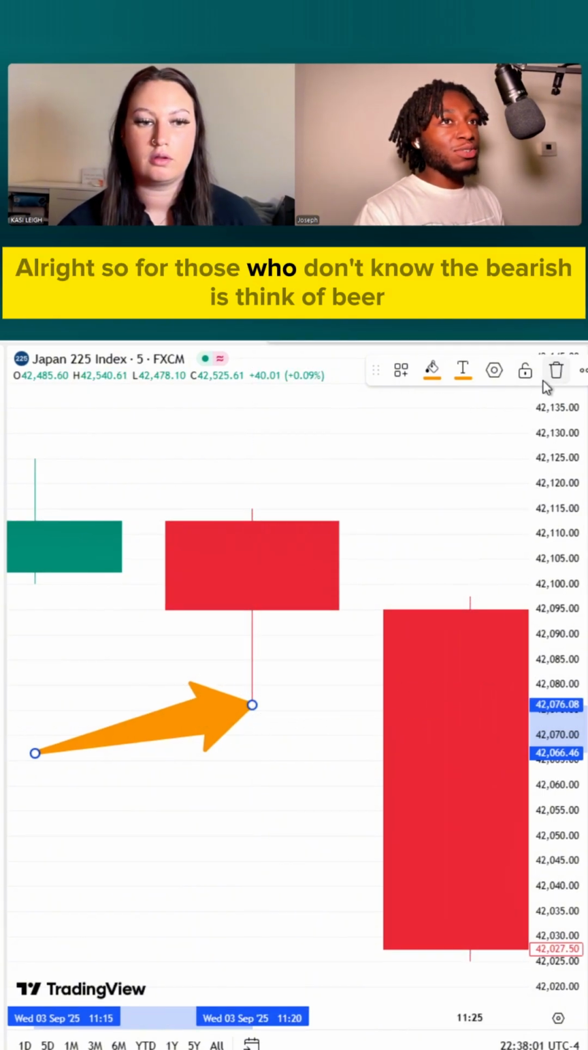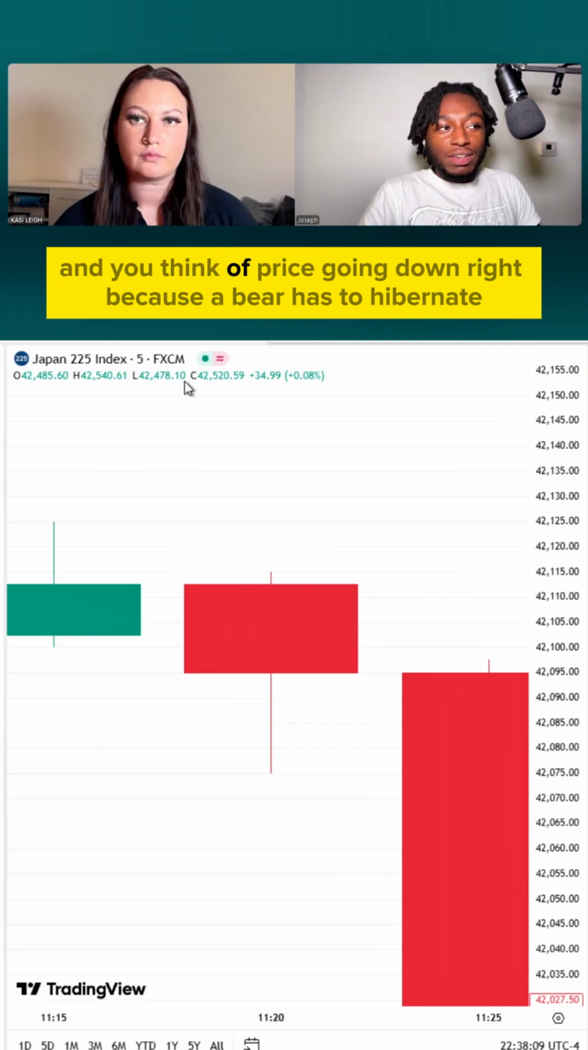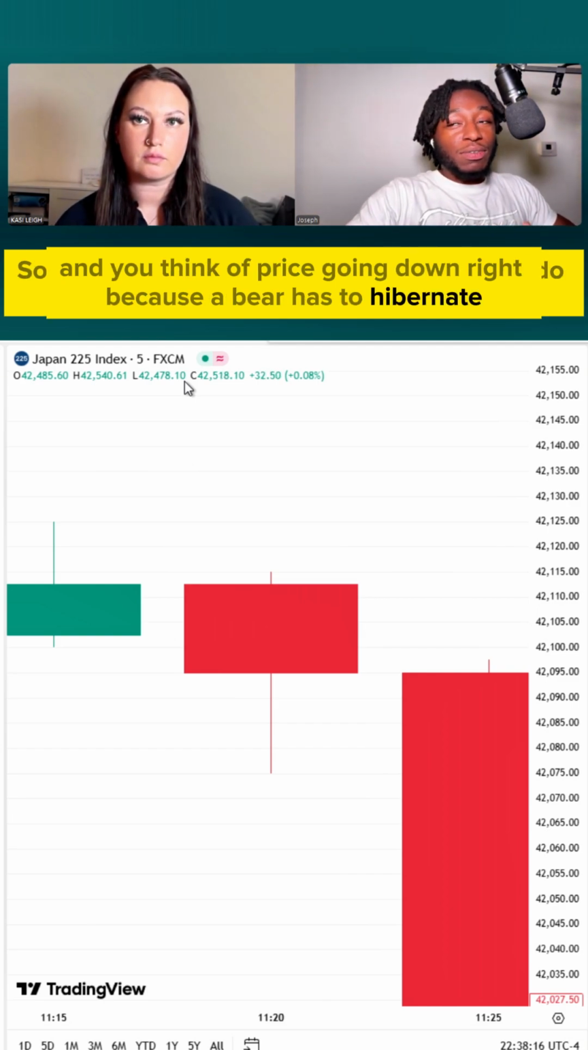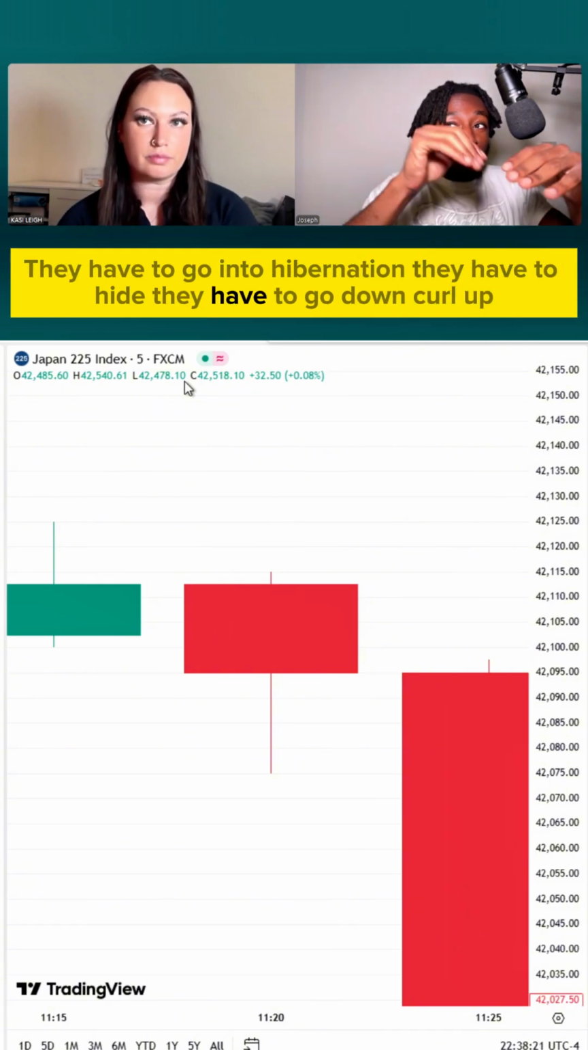Alright, so for those who don't know, bearish, think of bear and you think of price going down, right? Because a bear has to hibernate. So for bears to hibernate in the winter, what do they have to do? They have to go into hibernation. They have to hide. They have to go down, curl up.